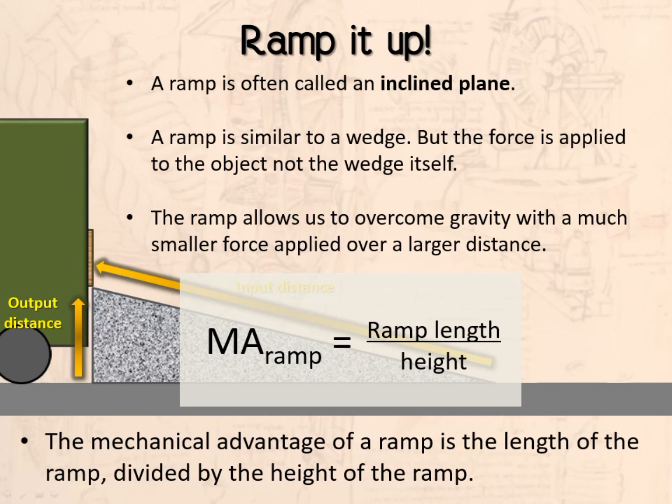So the ramp allows us to overcome gravity with smaller forces applied over a longer distance, and the mechanical advantage is based on a comparison between how long the ramp is compared to the height. So this is the length of the ramp. Note, not the base of the ramp, but the actual length of the distance we're pushing it, divided by the height that you are lifting the object to.